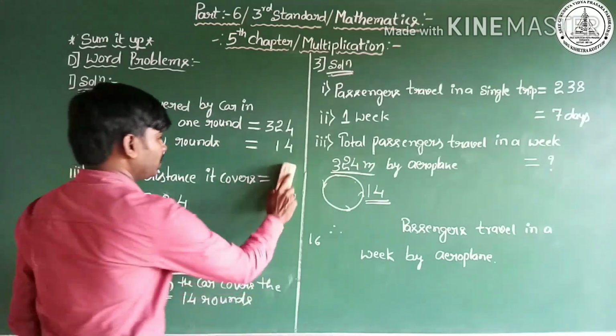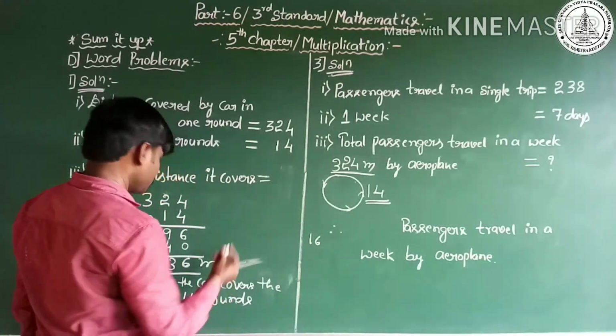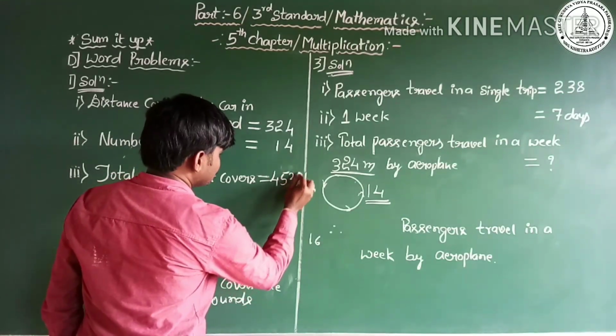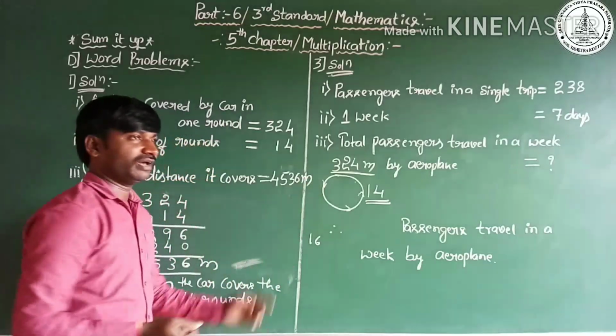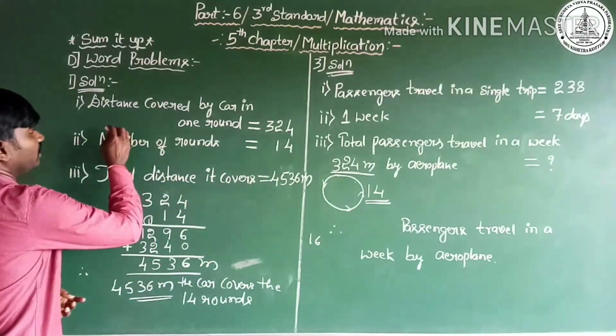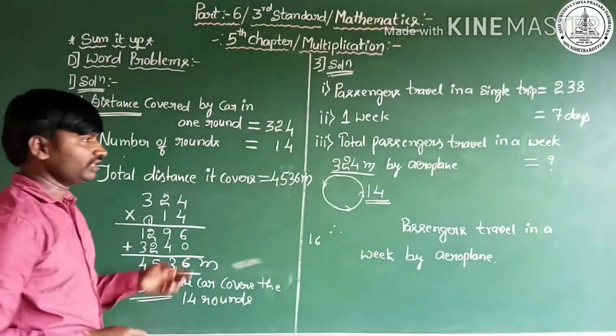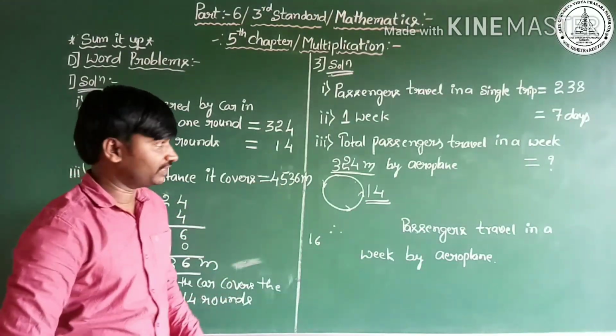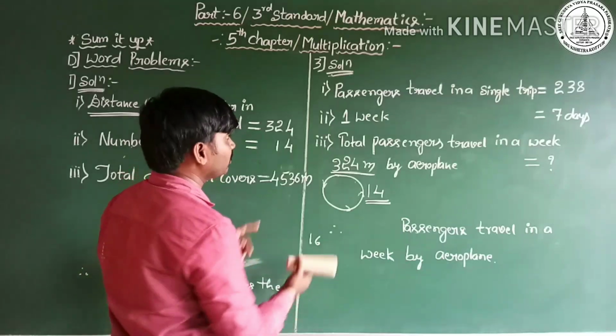Okay, otherwise you write the answer here also. What is the answer? 4,536 meters. M means meters. That is the unit of distance. The unit of distance is M. M means meter. Okay, dear student, that is understood. Then go to the third question.